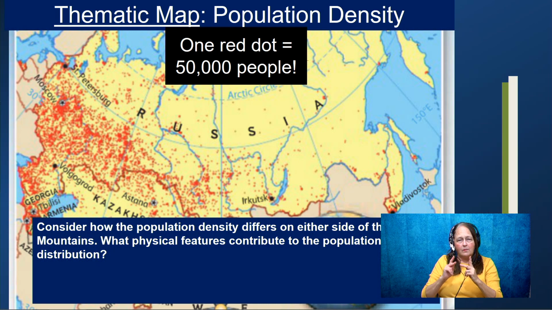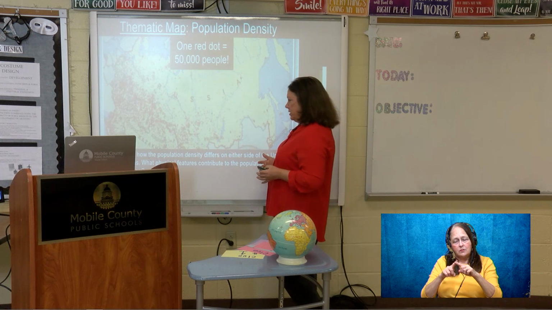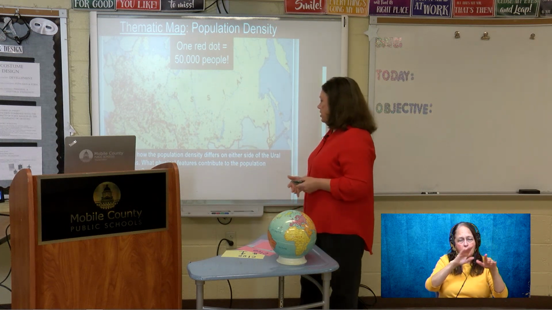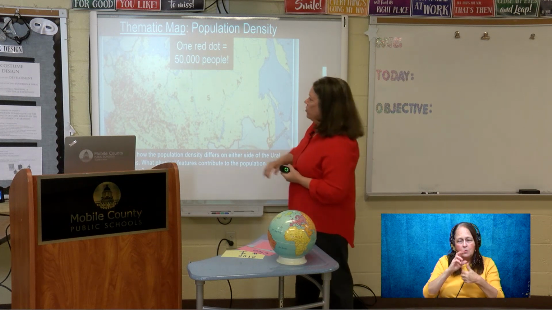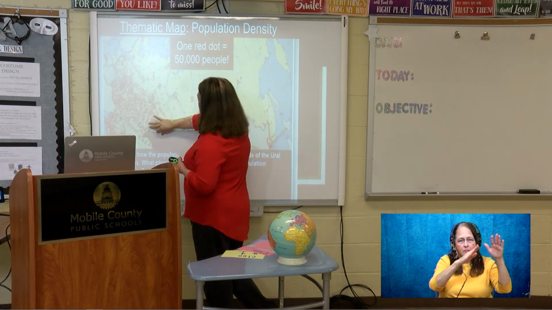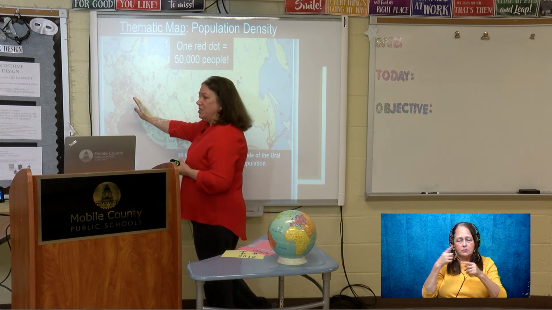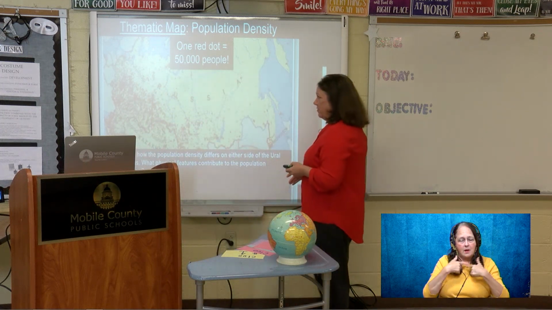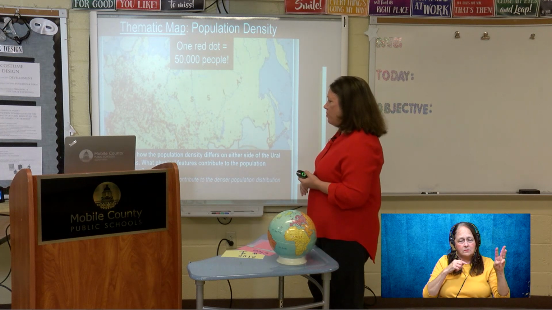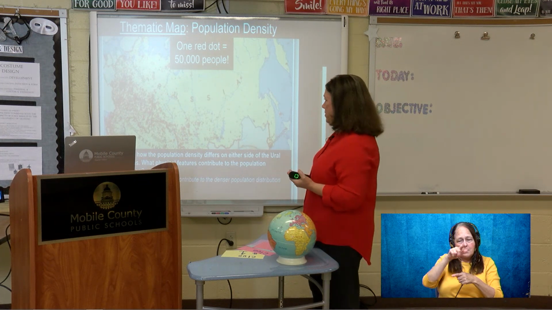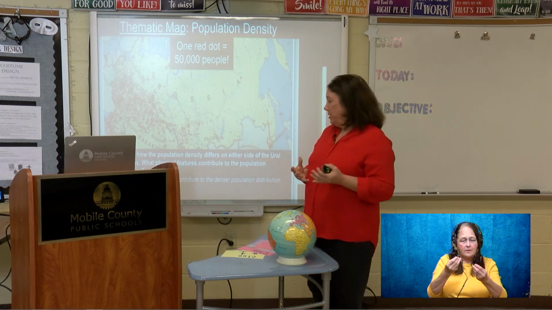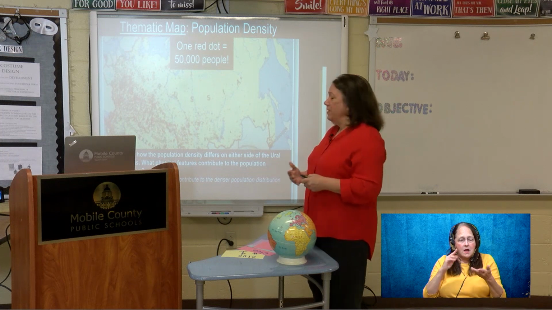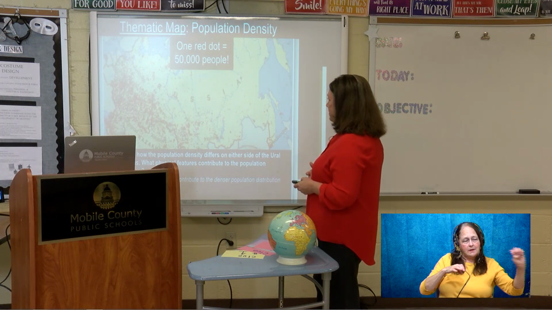Let's take a look at this question. Consider how the population density differs on either side of the Ural Mountains. What physical features might contribute to this population distribution? So remember what we said. The Ural Mountains run on the western side of Russia. It looks like most of the people live west of those. And that's exactly right. The plains, the North European plain, and the lower elevations there contribute to the denser population that we see compared to that is east of the Ural Mountains in Siberia.